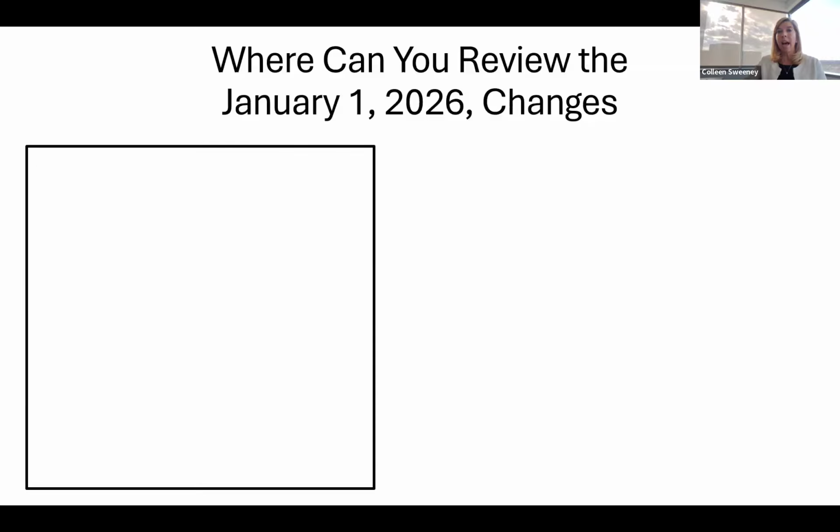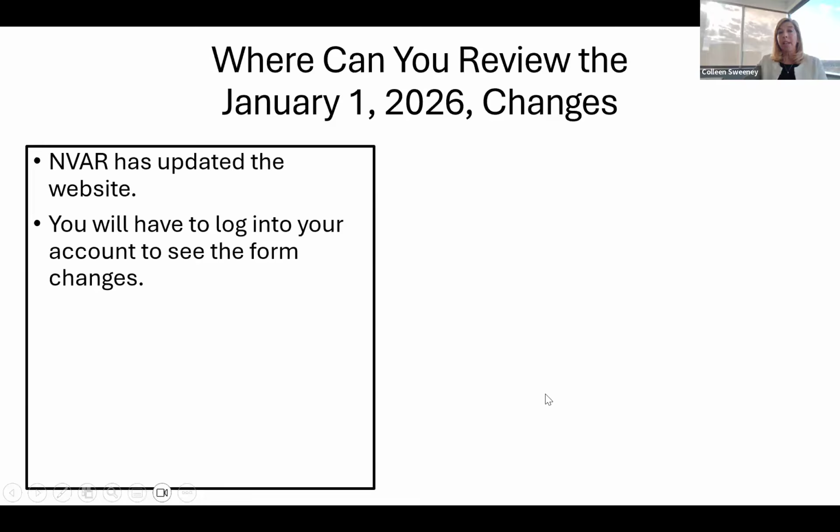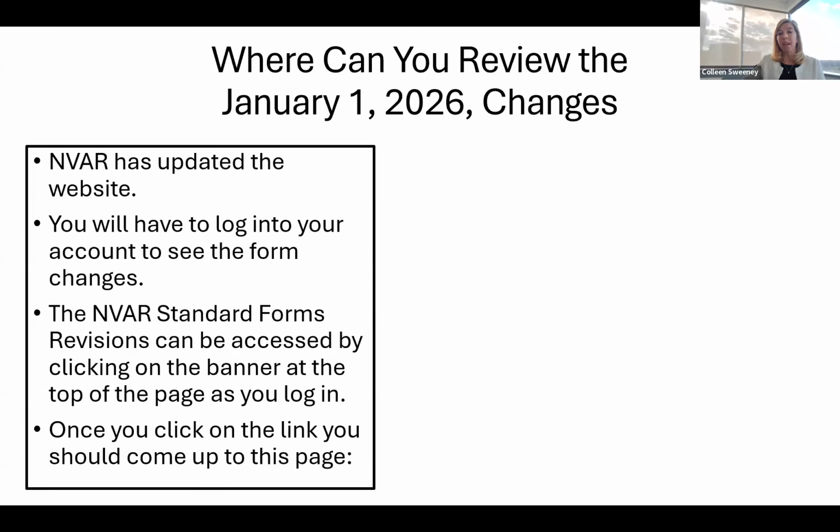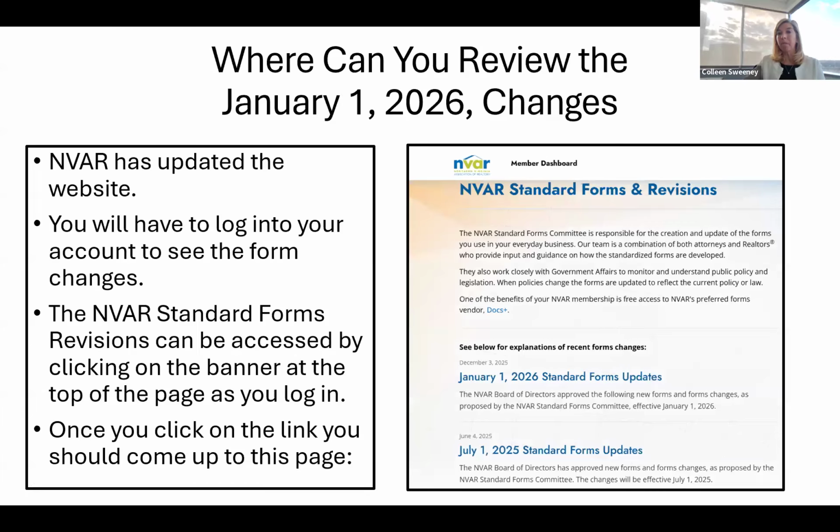Now, this is if you're viewing them online, as opposed to the app. You can actually see them in the app as well. But how do you see the changes now, before they're actually in your form provider's list? So NVAR has updated the website. You're going to have to log into your account to see the form changes. The NVAR standard forms revision is accessed by clicking on the banner at the top of the page as you log in. And then you can click on it and you're going to see this page come up.